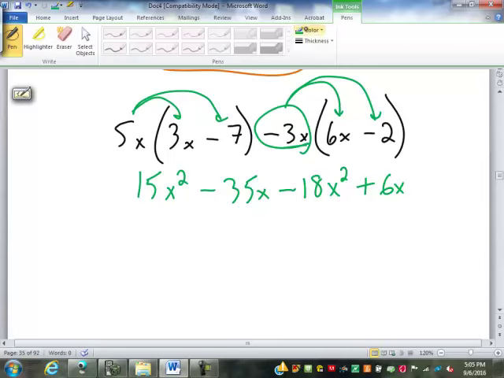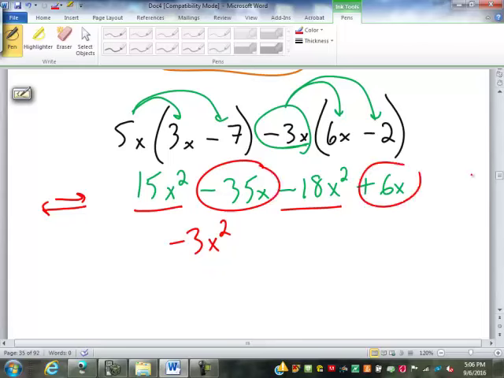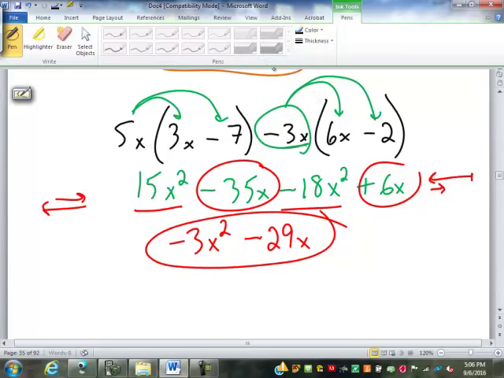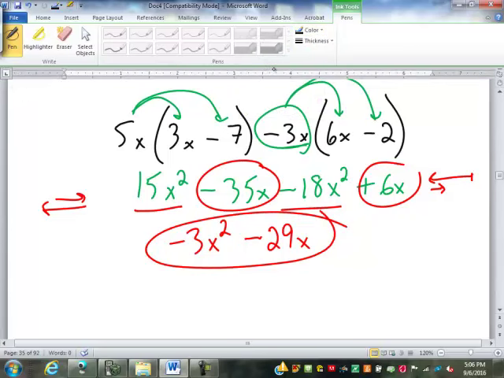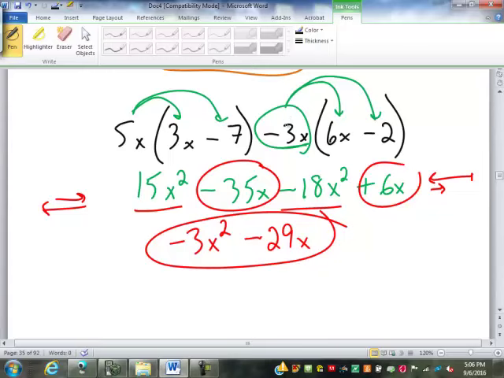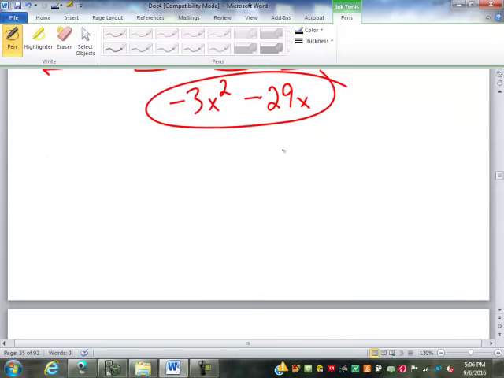Good. Now we can combine 15x squared and negative 18x squared. Positive 15, negative 18 is negative 3x squared. Negative 35x and positive 6. Negative 35, positive 6 ends up at negative 29x. What do you think? Good stuff? I caught that.